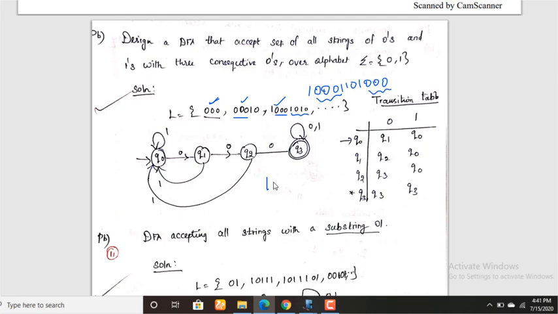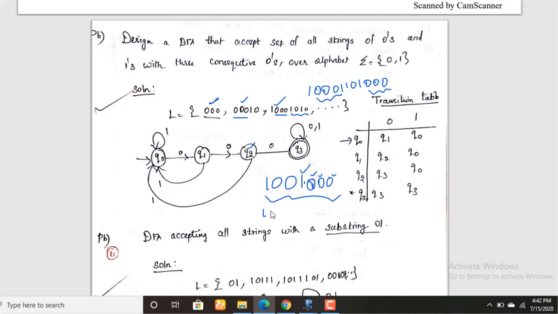Now take a string like 1 0 0 1 0 0 0. For this string, on receiving 1, self flow, again 0 goes to q1, and one more 0 goes to q2. Again 1 will come, so go back to the beginning state q0. Then again 0 moves to q1, one more 0 from q1 to q2, again 0 from q2 to q3, which is accepted.